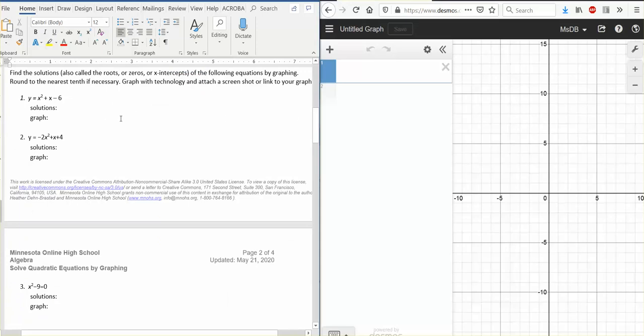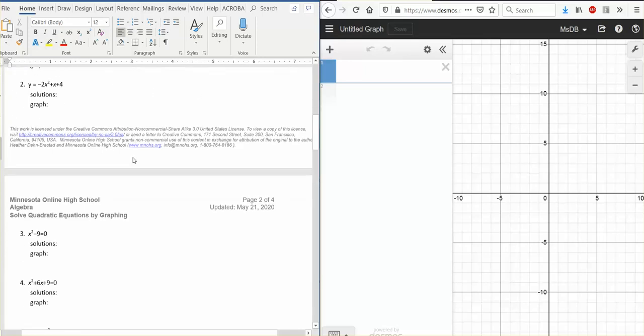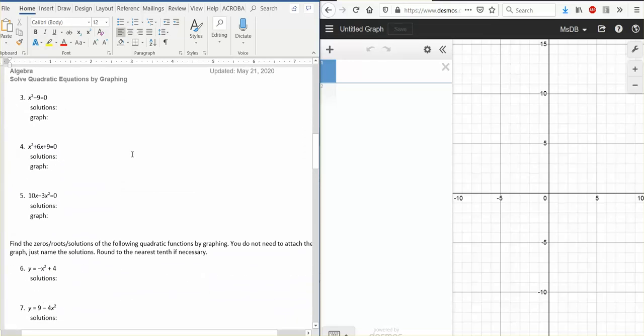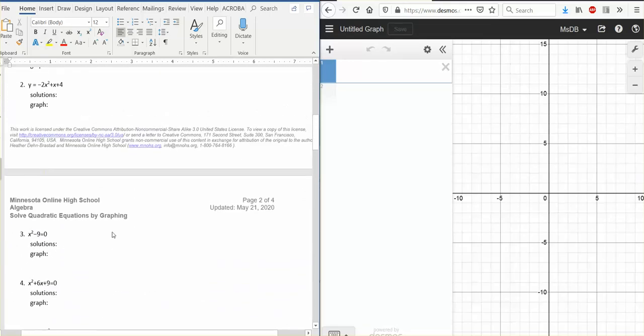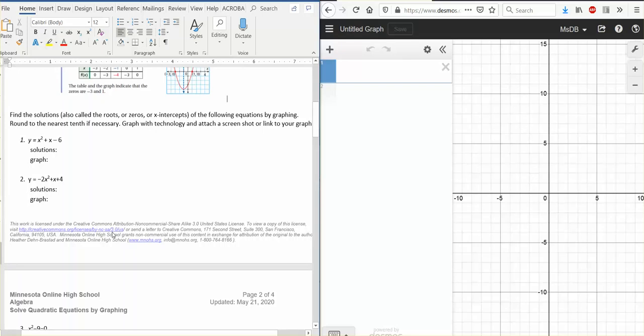We're going to graph these, and for these first problems, you do have to attach a screenshot or a link to your graph for 1 through 5. For the next problems, it says you do not need to attach the graph, but for these first 5, you do. So we'll look at how to do that. Let's do number 2.